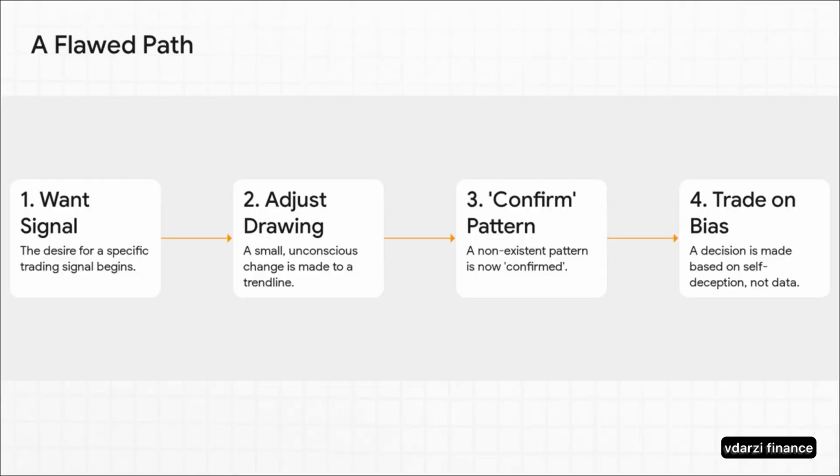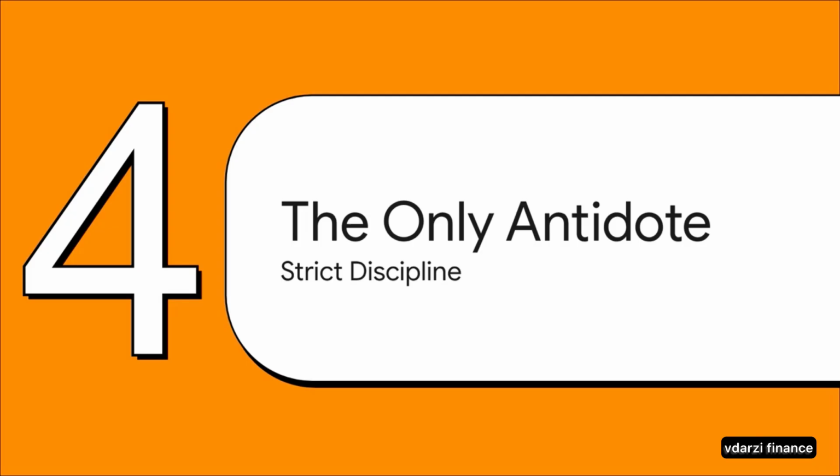So how does this whole flawed process actually play out? Well, it starts with a simple desire. You want to find a signal. Then comes that small, seemingly innocent adjustment. That little nudge lets you confirm a pattern that isn't really there. And before you know it, you're putting real money at risk based on a picture you literally just painted for yourself.